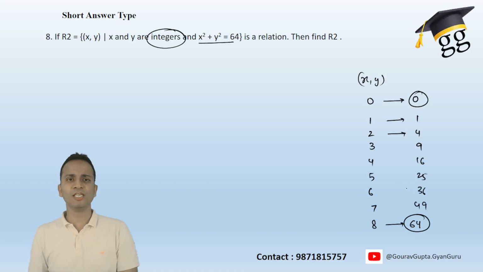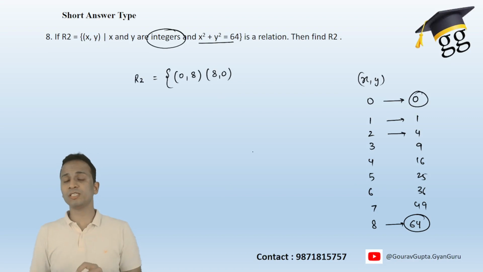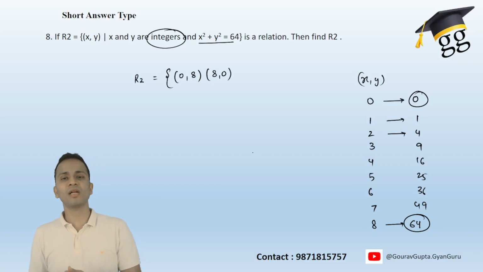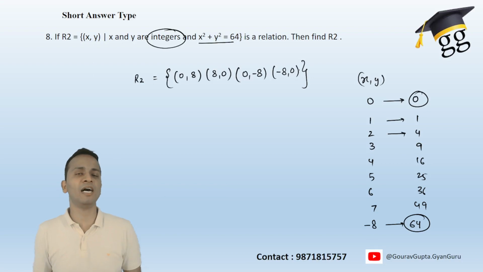Okay, right? So I can now start forming this relation R2. So R2 will be equal to, when x is 0, y is 8. When x is 8, y is 0. Now also, since we are considering integers, negative of 8 square is also equal to 64. So minus 8 का square भी 64 होता है. So I can also consider 0 comma minus 8 and minus 8 comma 0 in this case. Okay, so this is the complete relation R2.